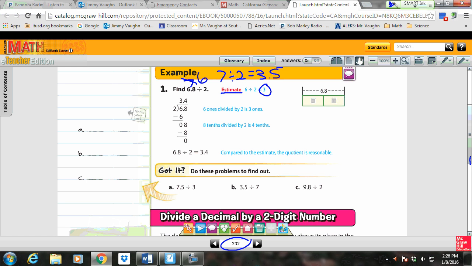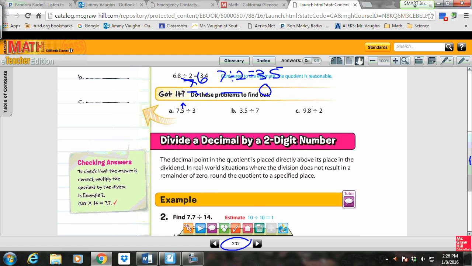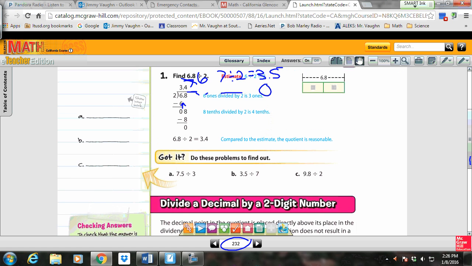So here we go. Set it up. Remember, the first number goes inside the house. The second number goes outside the house, to borrow some elementary terms. And then you just bring the decimal point straight up, and then you divide like regular. So let's do something a little bit different, and I'll do one of the Got It problems with you. Leave myself a little bit of room to work it over there, because that was just the one example.